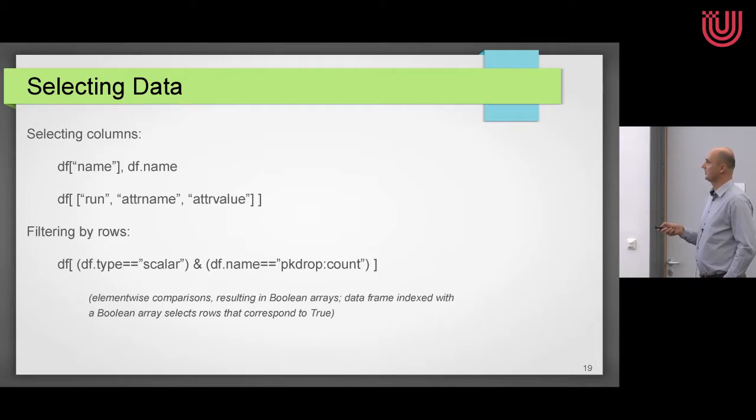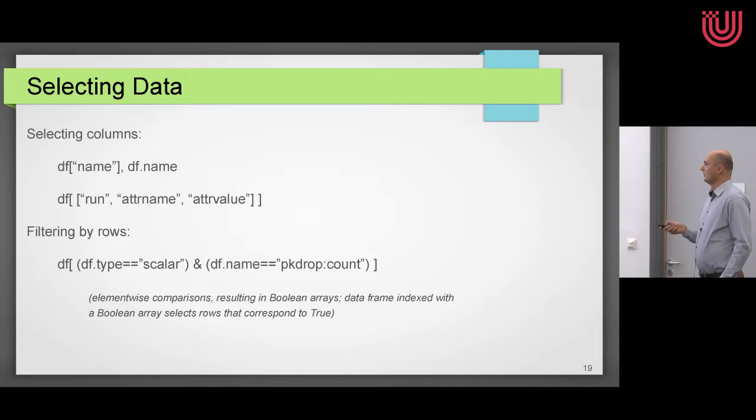You can select a subset of columns. This looks scary because of double square brackets, but it's really a list of strings used as an index. And you can also filter rows. Here the trick is that you compare the column to a value, and this will result in an element-wise comparison. You will get an array of booleans, and when you index the data frame with an array of booleans, you get the rows where the true values are, and the false values will be filtered out. So this is the way you can filter by types or values or by any condition.